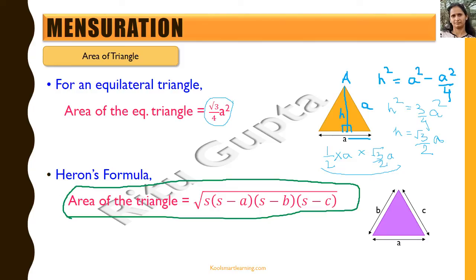Now what is S here? S is the semi-perimeter of this triangle, which means it is equal to A plus B plus C divided by 2, because the perimeter of the triangle is A plus B plus C, and semi-perimeter S will become A plus B plus C by 2. So again, the Heron's formula states that area of a triangle is given by the formula S into S minus A into S minus B into S minus C, whole square root.